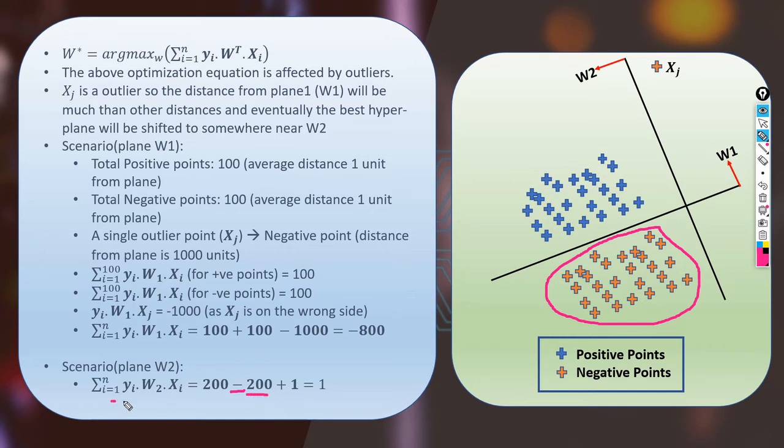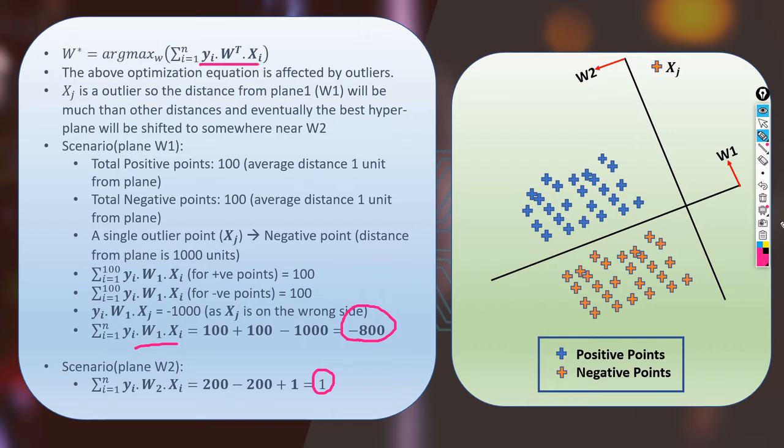Now if you calculate the total sum distance, it will be 200 minus 200, it will be cancelled out, and 1 will be for the correct classification of this outlier point. Now the summation of the signed distance is positive 1. Now see carefully. For W1, the summation is minus 800, and for W2, it is positive 1. From the perspective of the logistic regression optimizer, it will choose W2 because it is actually maximizing the sum of signed distance, right?